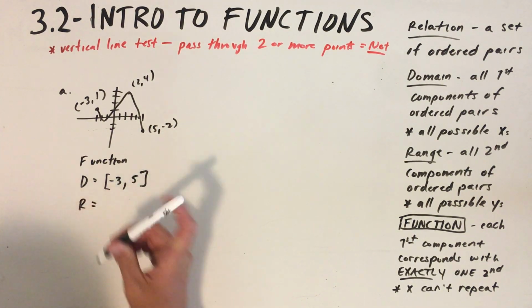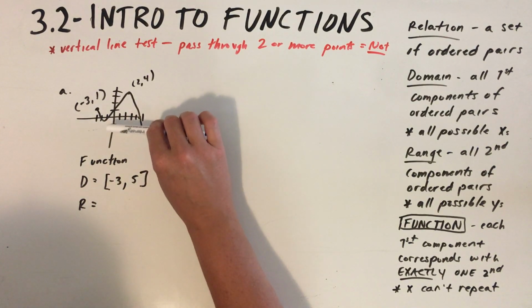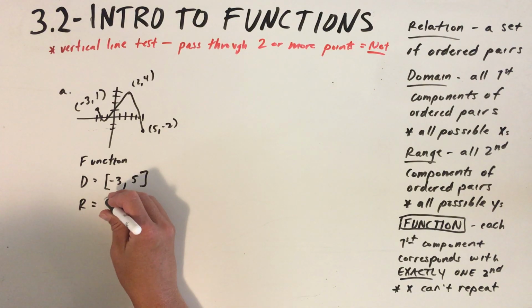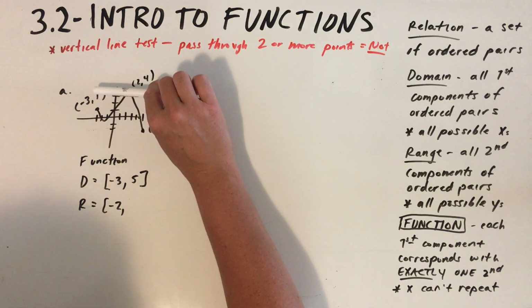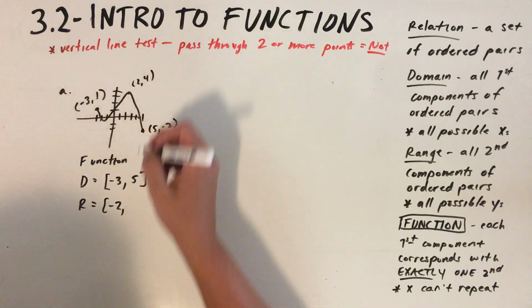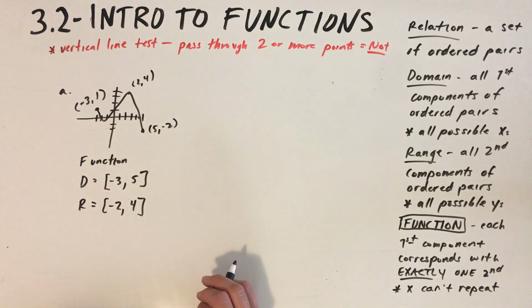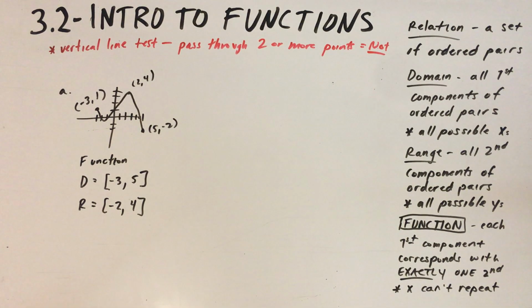Okay, and my range, I'm going to go up to down. So nothing here, no graph here, no graph here. I get to right here and I'm at -2. That includes the value of -2, and I'm going to continue to go up the graph until I get to the highest point, which happens to be the point 4, and that is also included. So this function has a domain from -3 to 5, and both of those values are included in there.